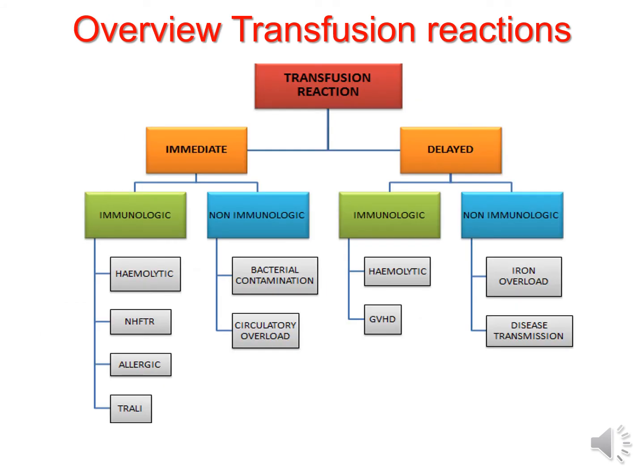This is an overview of all the different reactions. I'm not going to go into all of them. I've just given you a brief overview, but a transfusion reaction can be immediate, which results as a result of an immunological response. This can be hemolytic, it can be a non-hemolytic febrile transfusion reaction, it can be an allergic, it can be a transfusion reaction which results in acute lung injury, TRALI, or it may be non-immunological. This is bacterial contamination.